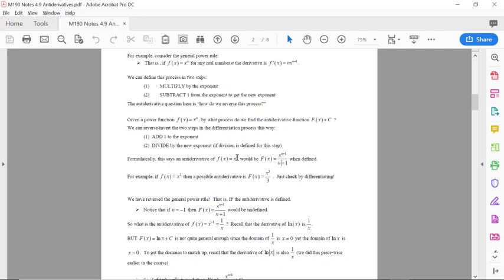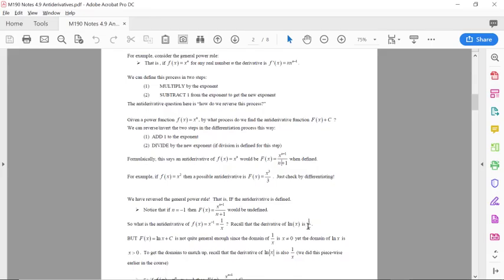What happens if n is negative 1? Well, that would be the function 1 over x. What is the antiderivative for 1 over x? That is, which function has as its derivative 1 over x? We previously saw that the derivative of natural log of x is 1 over x. We found that through using invertibility and implicit differentiation.